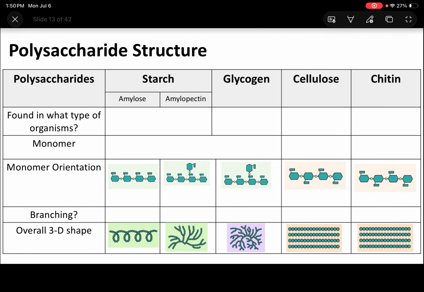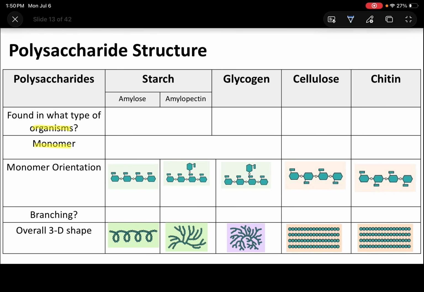Okay, this is a table where we talk about what organism each of these polysaccharides is found in. So is it found in plants, animals, so forth? What monomer is it made of? What is the orientation of the monomers, so is it branched, is it circular, and so on. After we go through this chart, we'll talk more about the specific function of each of these polysaccharides.